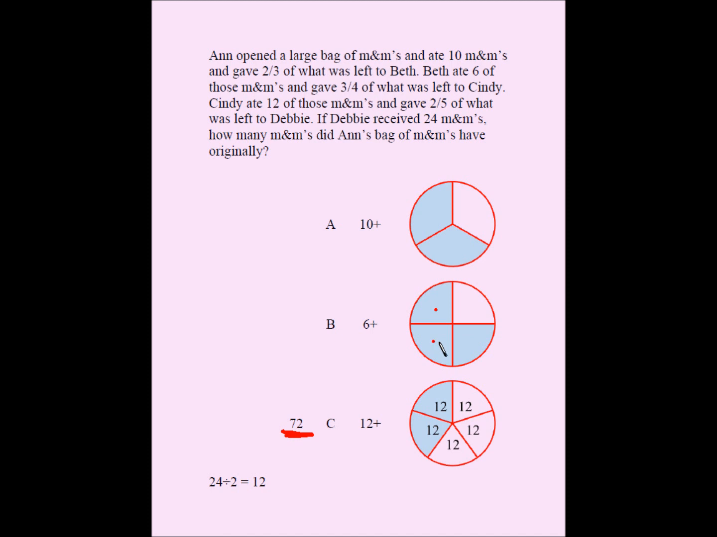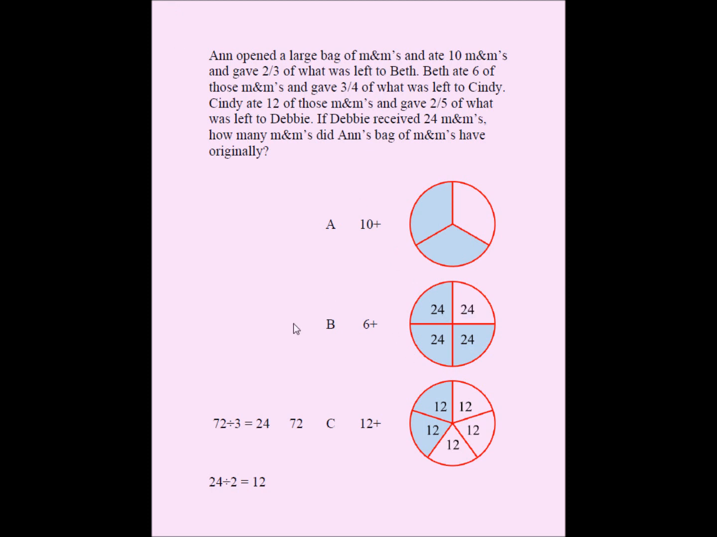Remember, we said this is what Beth gave to Cindy. These 3 pieces must add up to 72. So to find what each piece is worth, I took 72, the total amount of M&Ms that Cindy received from Beth, divided by 3 because there are 3 parts, and I get 24. Each part must represent 24 M&Ms. That's why I write 24 here, 24 here, 24 here. This also should be 24.